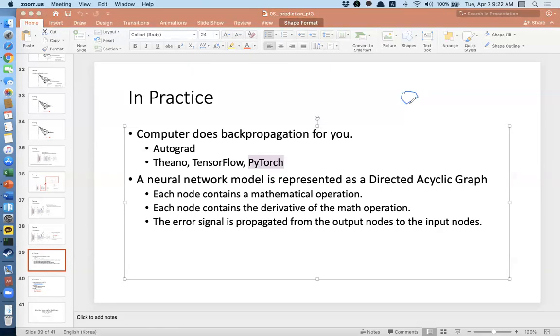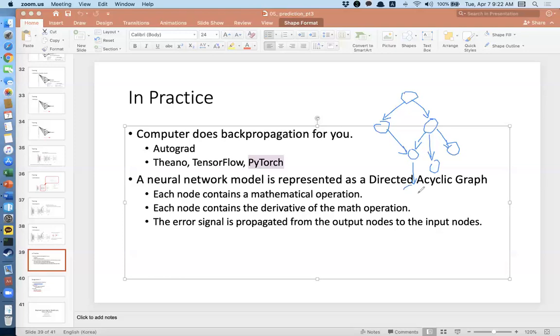Something like this. So this is basically a graph. And the edges are directed, and it is acyclic. So there can't be any cycles. You can't go from here, here, here. There can't be any cycles.